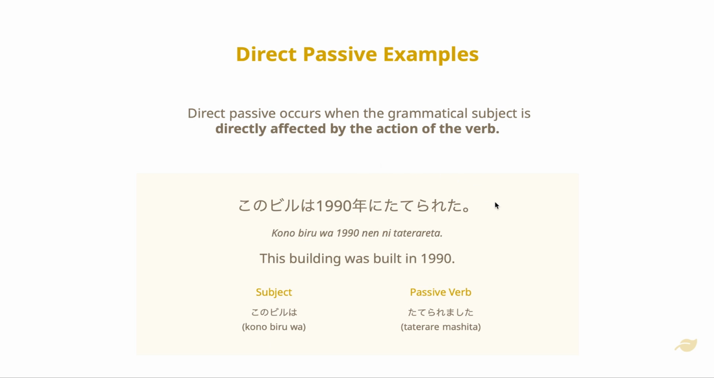For example, このビルは1990年に建てられた. This building was built in 1990. In this case, the object of the verb to build is the building. So the building, which is the subject, is directly affected by the verb, to build. We call this type direct passive.